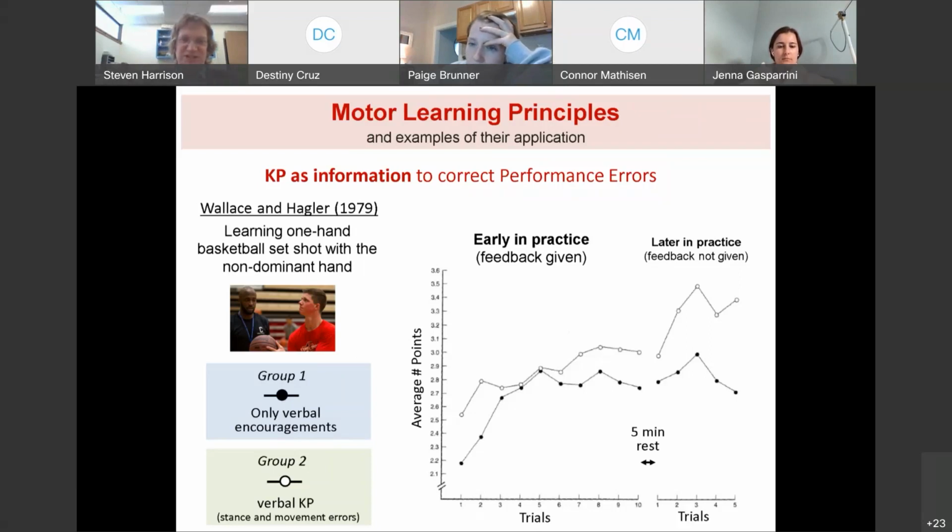it has to be a relatively permanent change in performance. In the retention trials, we see that if you have received the pointers, the verbal knowledge of performance, your ability to score more points is reliably higher. So we see a bit of an improvement during practice with receiving the pointers, but at retention we see reliable improvements from a particular type of feedback. Verbal encouragement alone is not as effective as verbal knowledge of performance in this particular task.